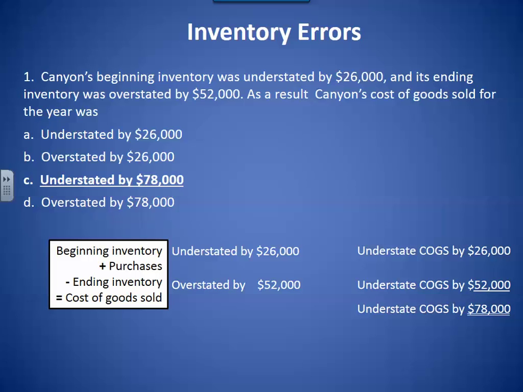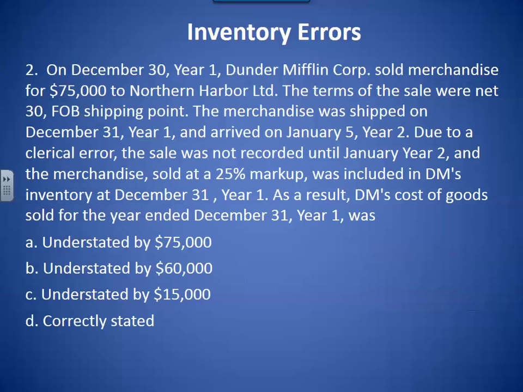Also, this isn't part of the answer, but consider the fact that the ending inventory was overstated by $52,000 in the current year, which means that the beginning inventory in the next year will also be overstated by $52,000, which will end up overstating cost of goods sold. Okay, let's try number 2.